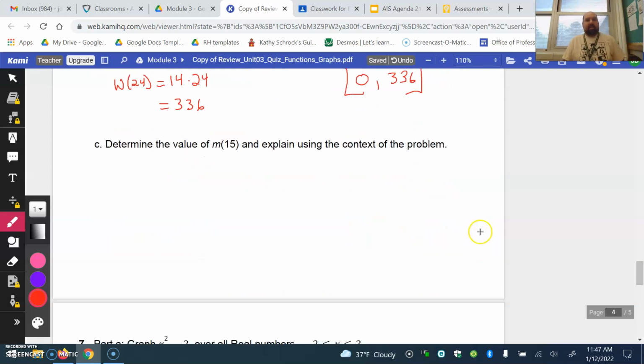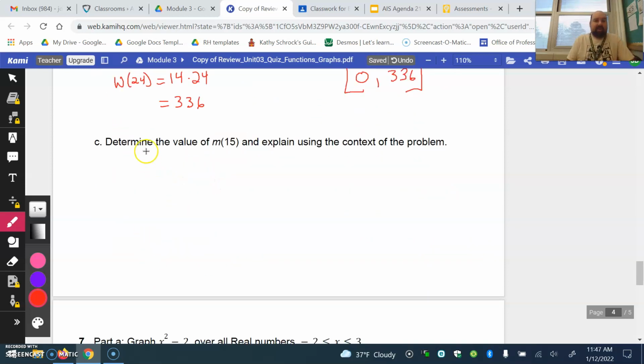Okay. Last part to question 6. Determine the value of W of 15 and explain using the context of the problem. So I'm going to find the value first by substituting it into our formula. Remember, our formula is 14 times whatever we've got. Well, 14 times 15 is equal to 210. So what the heck does that mean?